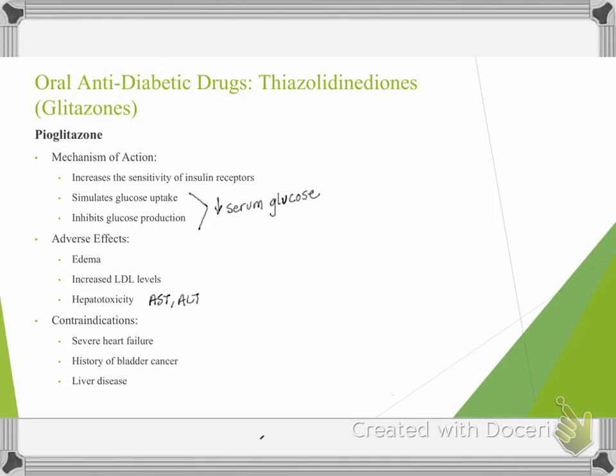Contraindications: severe heart failure, because we're already putting extra fluid in there. So if they already have heart failure, it'll put further stress on the heart. History of any bladder cancer, and liver disease, because this medication puts stress on the liver already. So if they already have liver disease, we don't want to be using it.